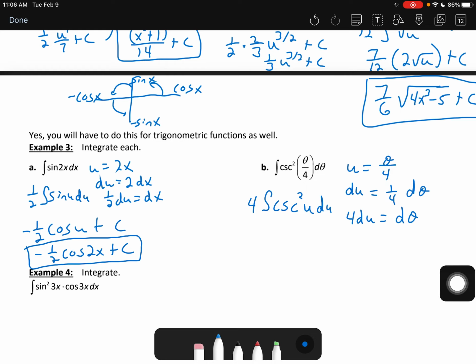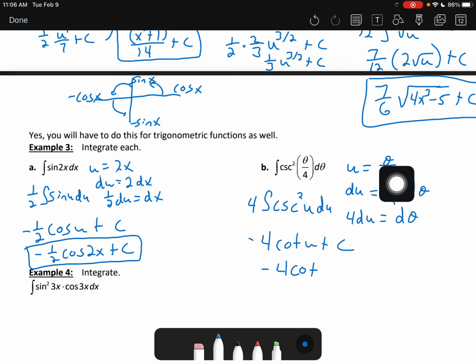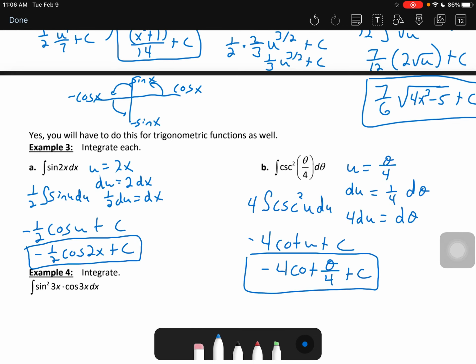Now the antiderivative of cosecant squared, that was negative cotangent, because the derivative of cotangent was negative cosecant squared. Okay, so when I take the antiderivative there, it's going to be the negative. I'll put that in front of the 4, negative 4 cotangent u plus c, and so that would be negative 4 cotangent, and now we're going to change that back to our original variable theta, where u is theta over 4, plus c, just like that.